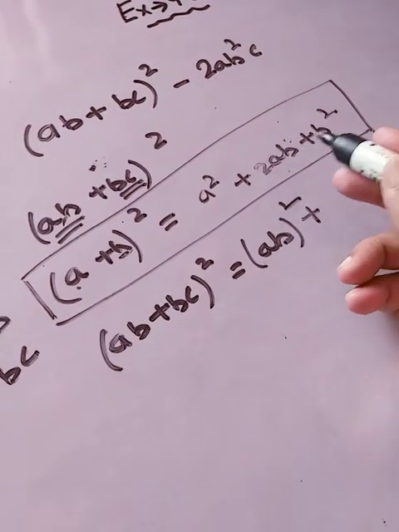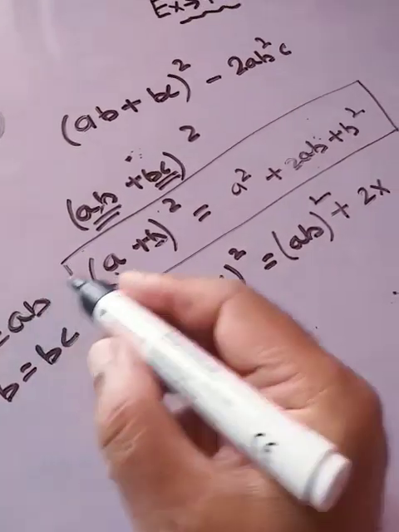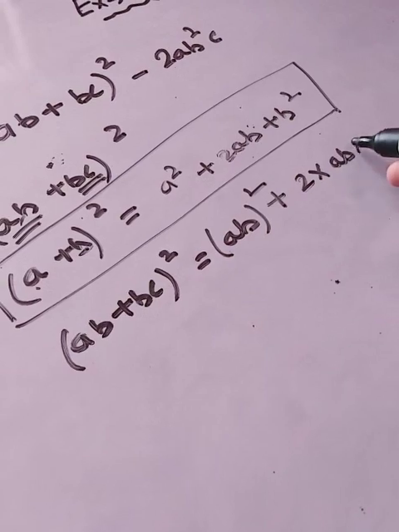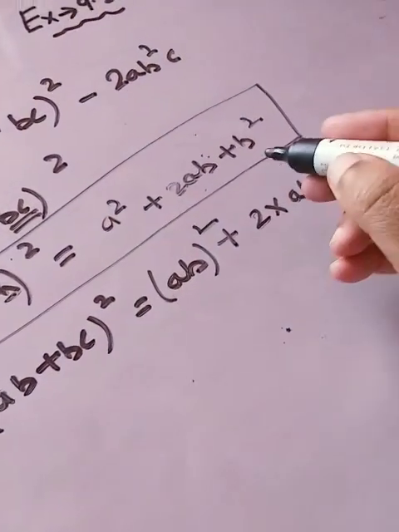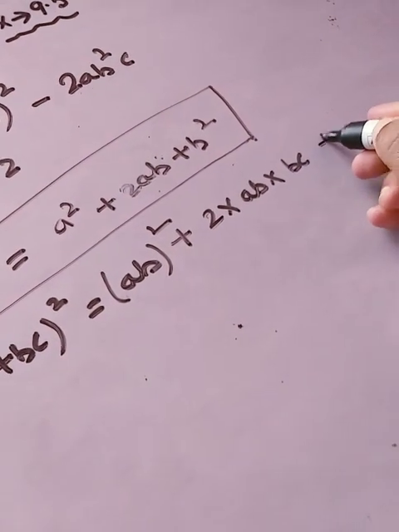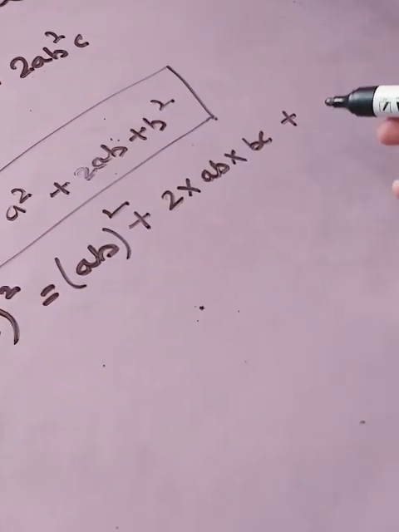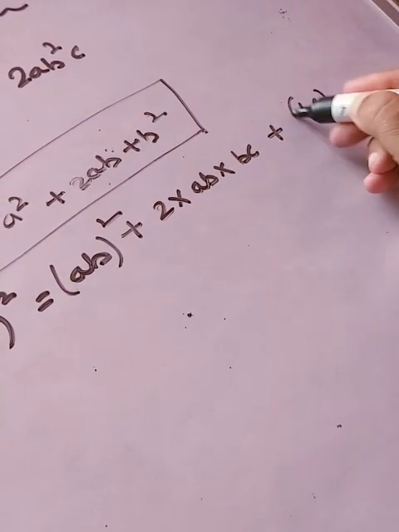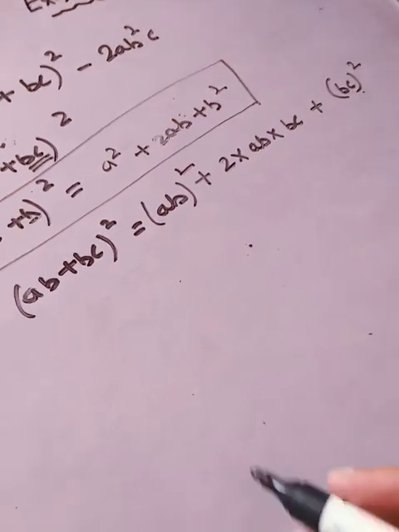Now 2 into A into B. 2 into A is what? AB. So in place of A we'll write AB. B is what? BC. So in place of B we'll write BC. Fine. So 2AB plus B square. B square, B is what? BC. So we'll do the square of BC.